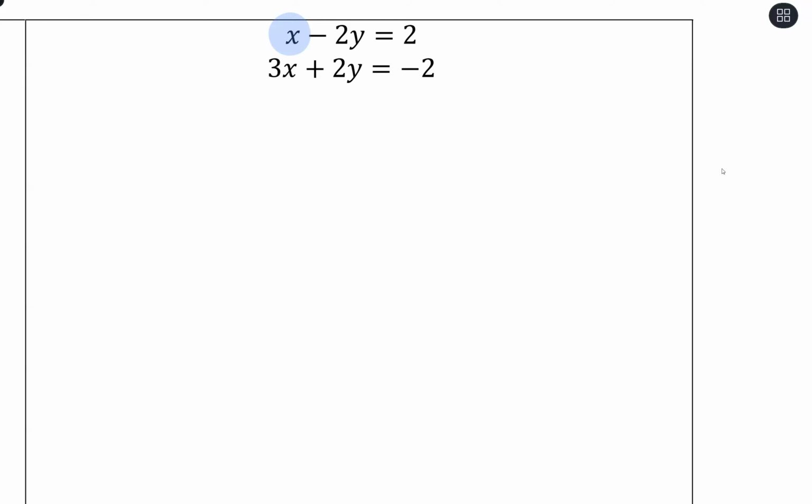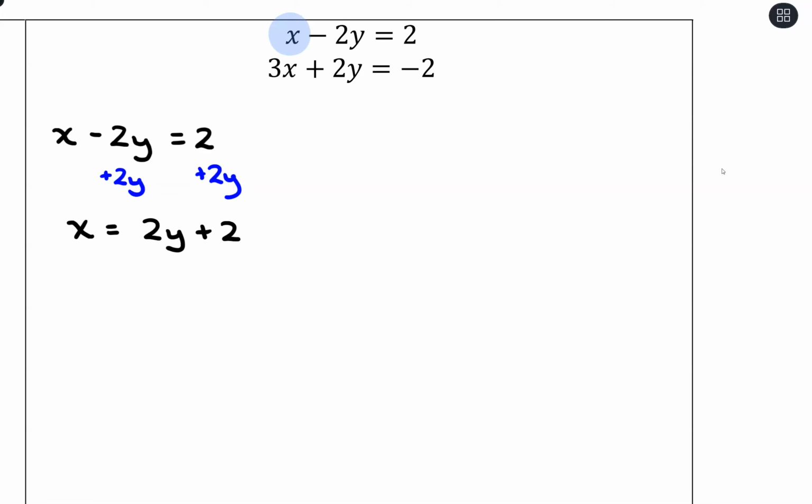So what I'm going to do is focus on solving there. So x minus 2y equals 2. And all I'd have to do is add 2y to both sides. So we would have x equals 2y plus 2.